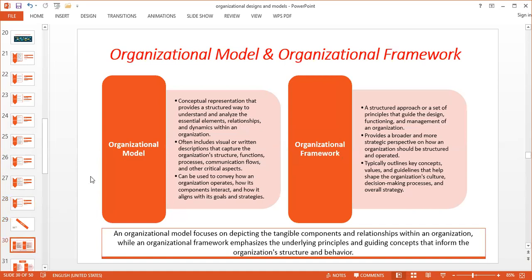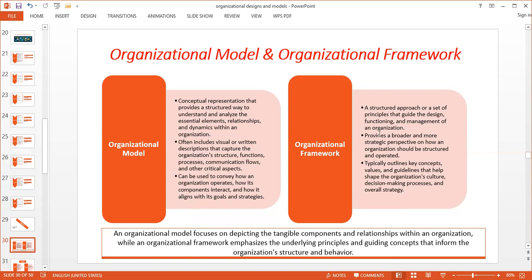Now we will discuss the organizational model and organizational framework. First of all, we're going to look at the difference between an organizational model and a framework. Organizational models are conceptual representations that provide a structured way to understand and analyze the essential elements, relationships, and dynamics within an organization. While an organizational framework is a structured approach or a set of principles that guides the design, functioning, and management of an organization.